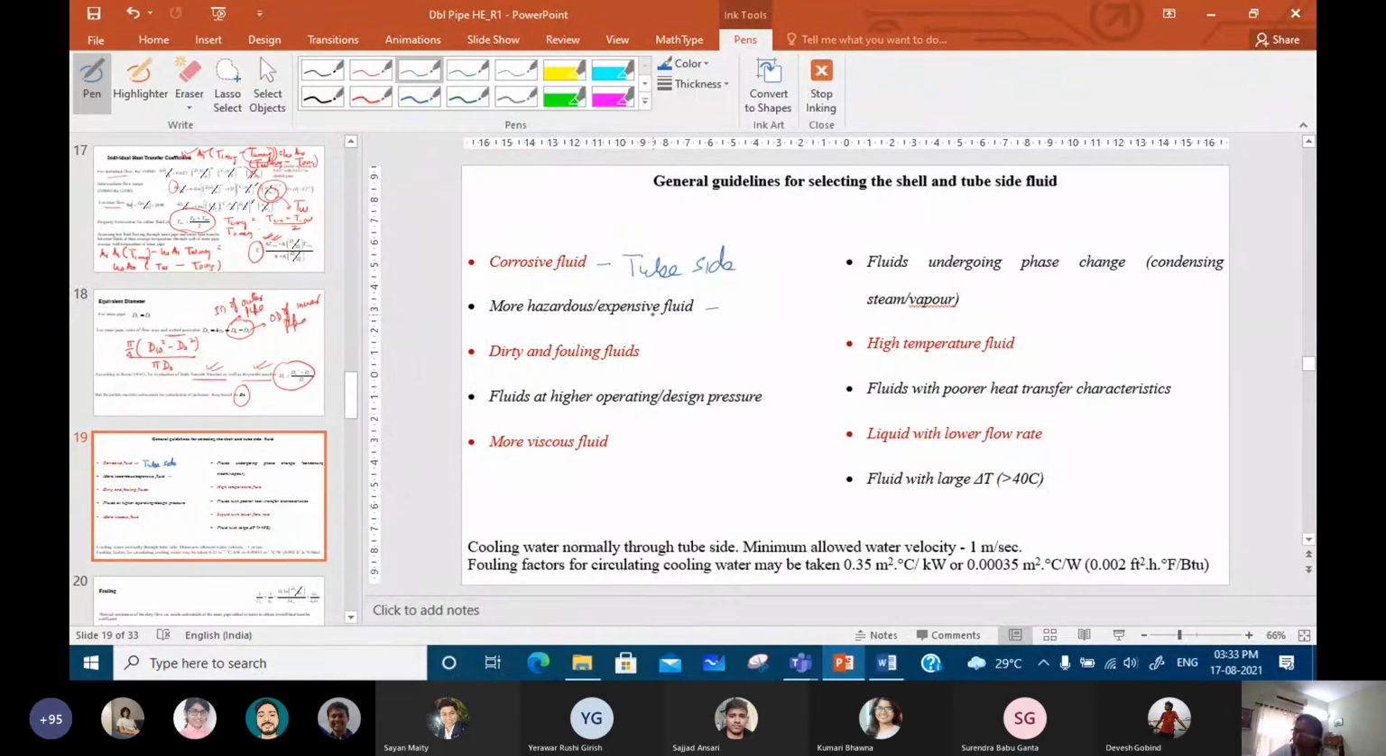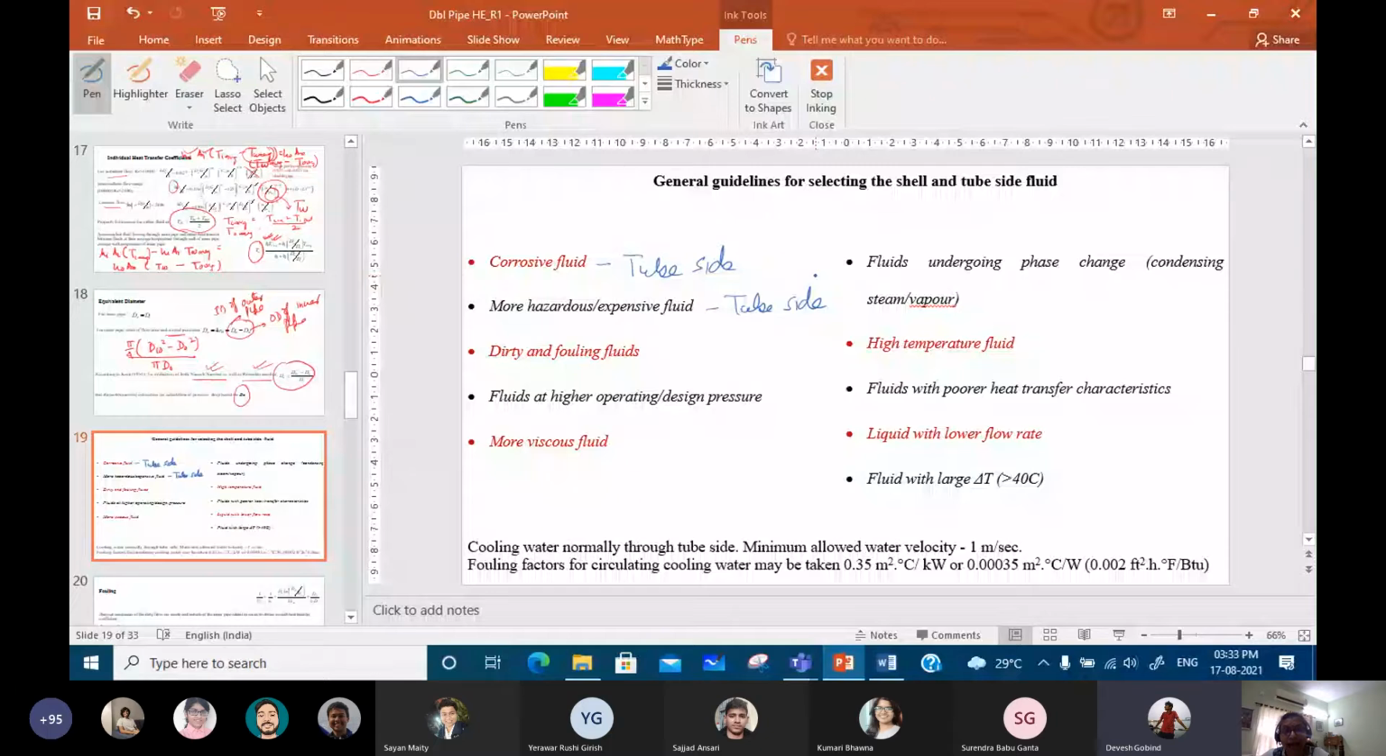Same way, can you tell me the more hazardous or the more expensive fluid, where do you want to put it? The inside tube. Tube side. Quite naturally, the specific reason, if you can tell me. The same reason, like the more hazardous fluid will cause damage to both.